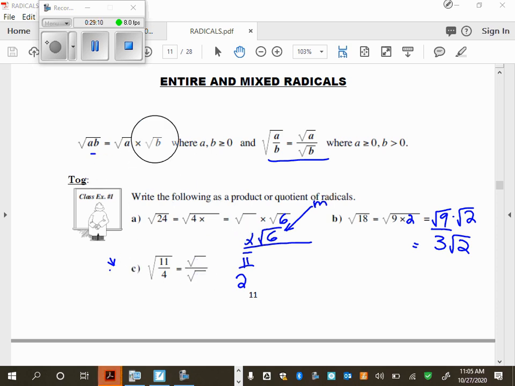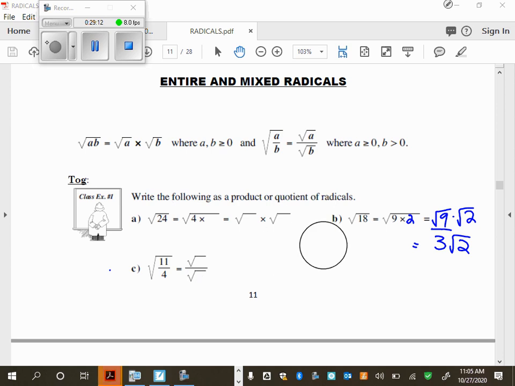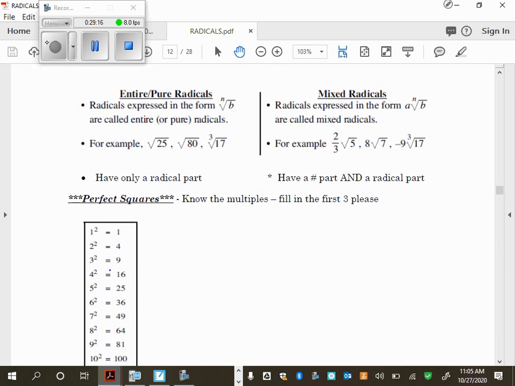Okay, turn the page. Let's go to some chocolate bar competition. Not yet, but soon. Here's some terminology. I'm going to be calling them entire radicals. I guess some teachers call them pure. I'm not going to call them pure. Entire radicals have only a radical part.